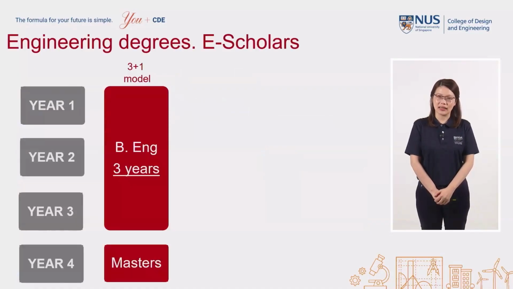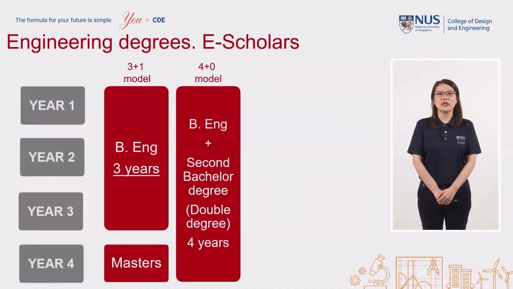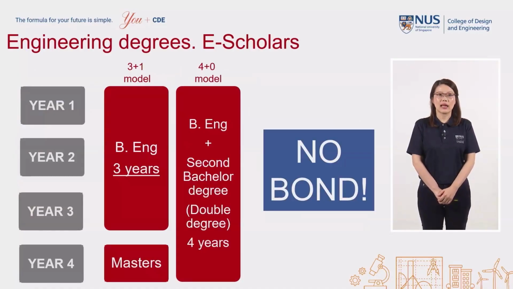As an engineering scholar, you will pursue an accelerated 3+1 pathway where you complete a bachelor in 3 years and then proceed to your master's in the 4th. In the same time that a typical student would complete their bachelor's, you would have completed your bachelor and master's. An alternative is to pursue a double degree at NUS, where in 4 years you will complete 2 separate bachelor degrees. All of this is covered by our scholarship with no bond.